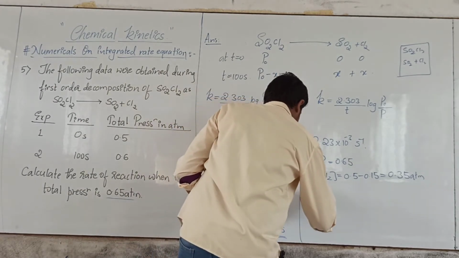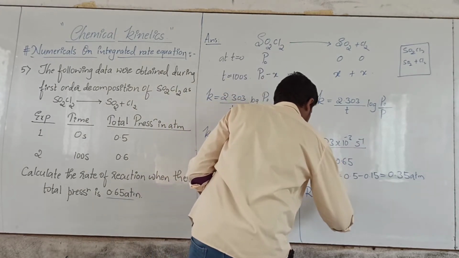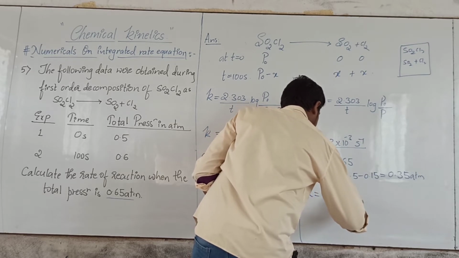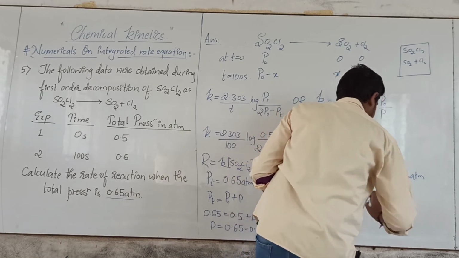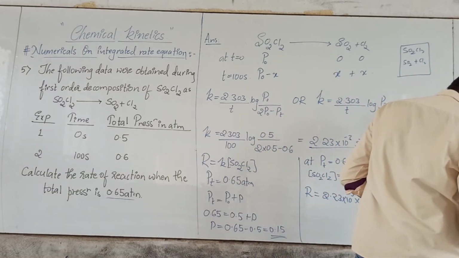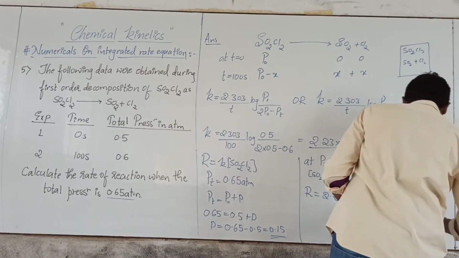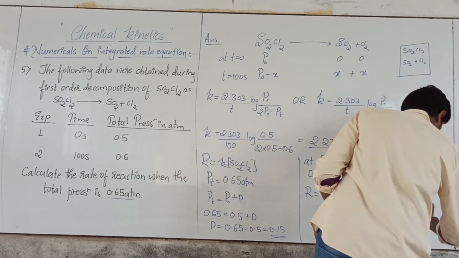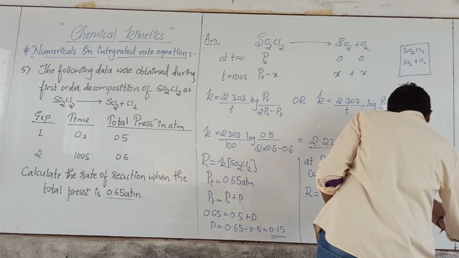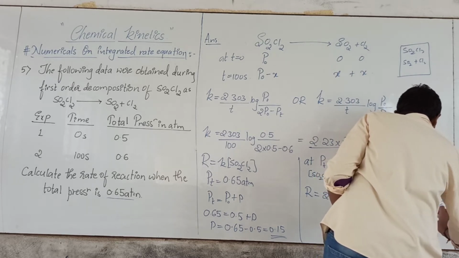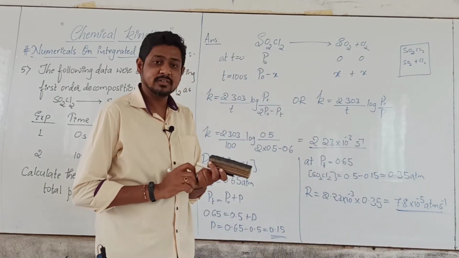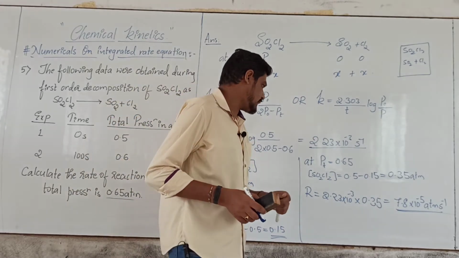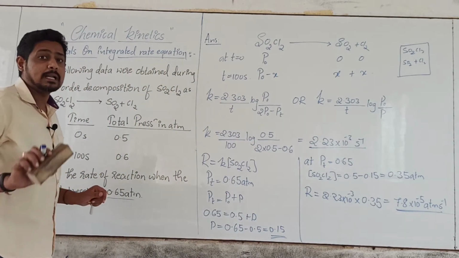So rate is equal to, now the rate constant we already have here, that is 2.23 into 10 to the power minus 3 multiplied by 0.35. So this answer will be 7.8 into 10 to the power minus 5 atmosphere per second. This is the rate of reaction when the total pressure is 0.65 atm.